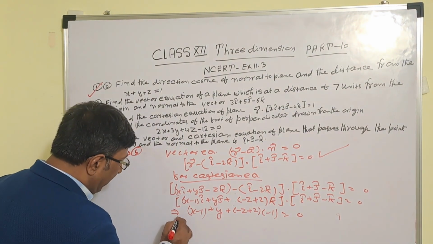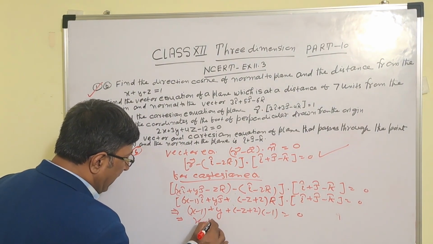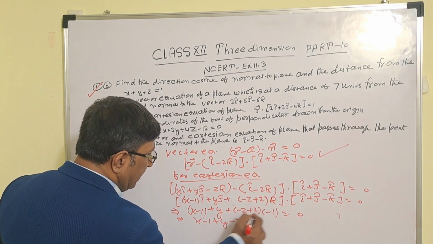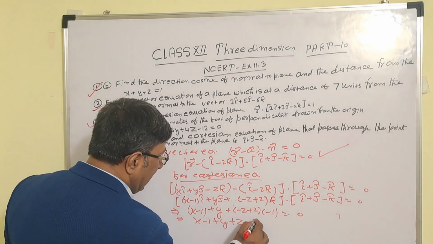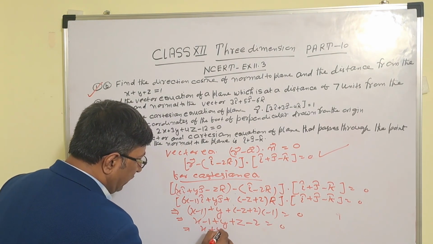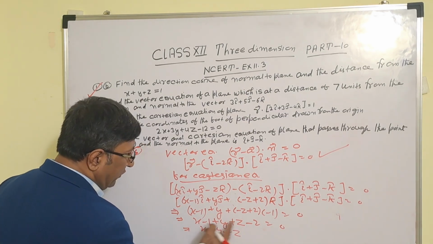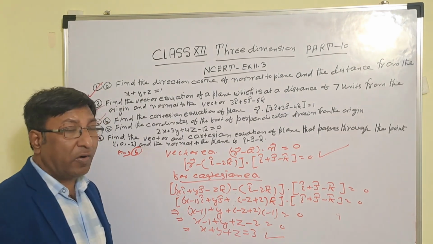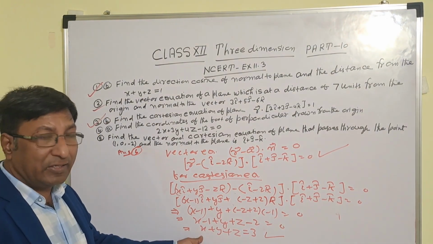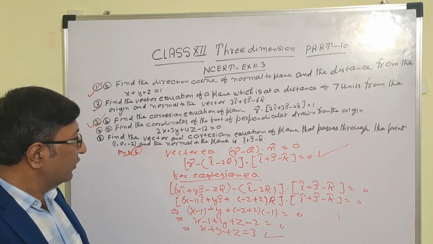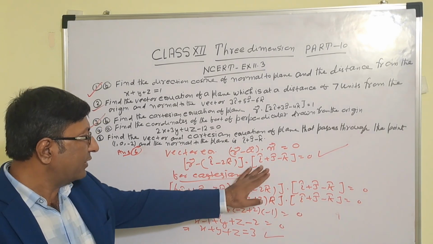Now we can simplify this equation. x minus 1 plus y minus, plus, so this is plus z and minus 2, equals 0. So this is how much? x plus y plus z minus 1 minus 2, minus 3. So this is equal to 3. This is the required equation in the Cartesian form: x plus y plus z equal to 3. So this is the equation in the vector form.